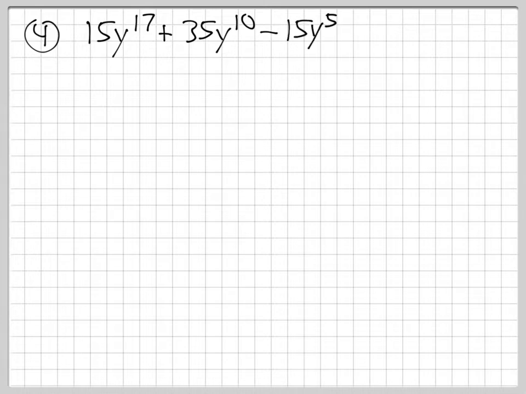So number 4. 15y to the 17th plus 35y to the 10th minus 15y to the 5th. What number divides into 15, 35, and 15? 5, and what power? Y to the 5th. There's our GCF. One big parenthesis.